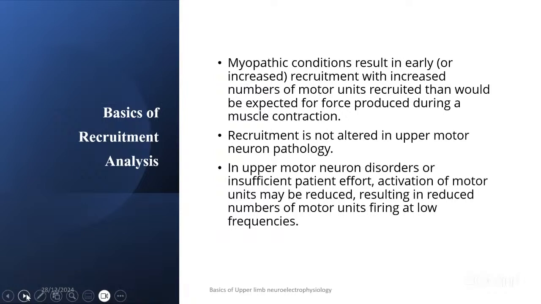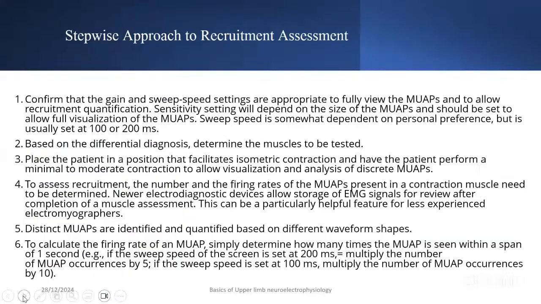Myopathic conditions result in early recruitment, with an increased number of motor units recruited than would be explained for the force produced during a muscle contraction, whereas neuropathic is the other way. Recruitment is not altered in upper motor neuron pathology. In UMN disorders, due to insufficient patient effort, activation of motor units may be reduced, resulting in a reduced number of motor units firing at lower frequencies. So that's the important part of the recruitment analysis.